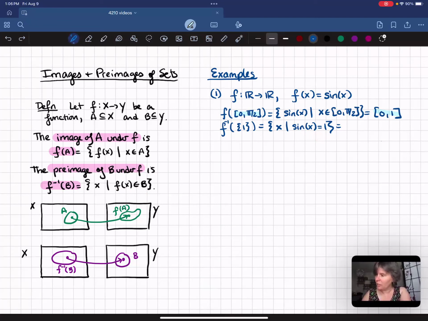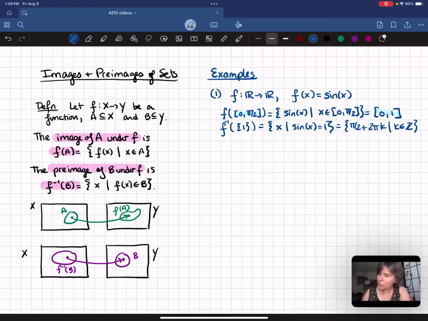And using our knowledge of trigonometry, x could be pi over 2, but it could also be any multiple of 2 pi plus pi over 2. So this would look like pi over 2 plus 2 pi k, where k is an integer.